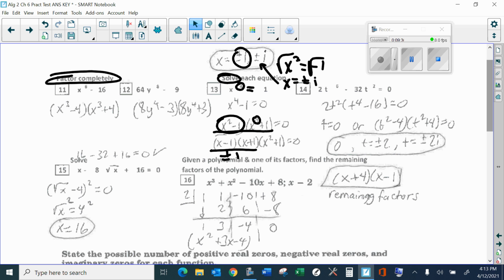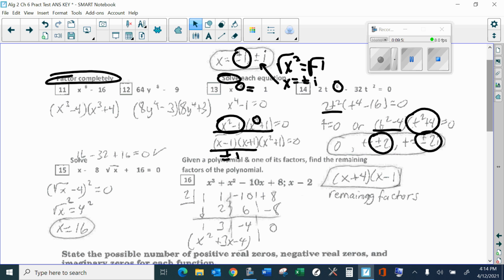Number 14, factor out the GCF, 2t squared. Okay, and I'm left with t to the 4th minus 16. Well, that's a difference of perfect squares. So I'm going to break that down. t squared minus 4, t squared plus 4. Well, there's another difference of perfect squares right there, the t minus 2 and t plus 2, and that will give me the plus or minus 2. I have plus or minus 2i right there for a total of 4.